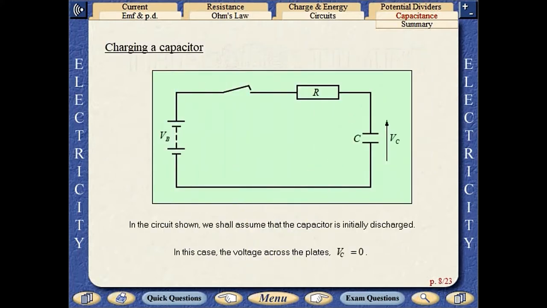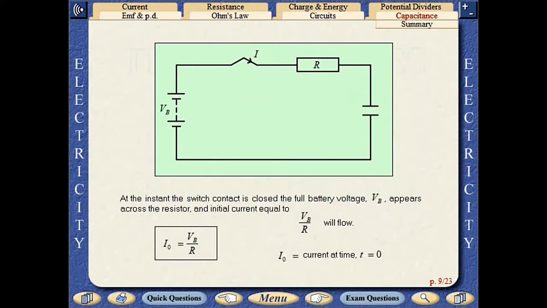In the circuit shown, we shall assume that the capacitor is initially discharged. In this case, the voltage across the plates, VC, equals zero. At the instant the switch contact is closed, the full battery voltage, VB, appears across the resistor, and an initial current equal to VB over R will flow.